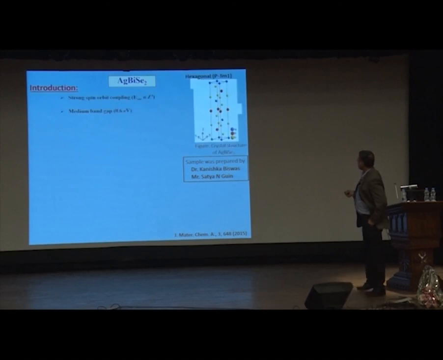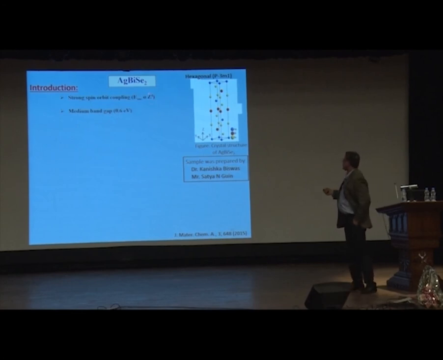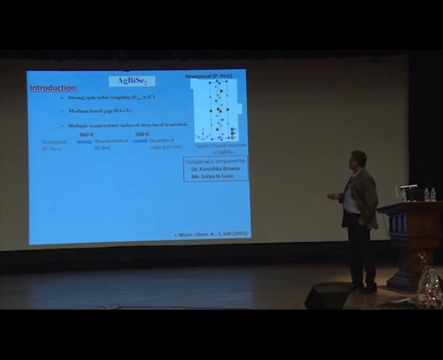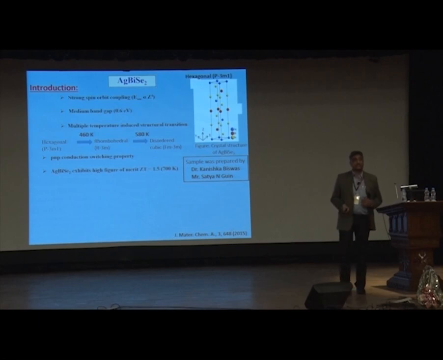It is a hexagonal structure, which has a band gap around 0.6 eV, and it has a very strong spin orbit coupling. He showed that with temperature, hexagonal goes to rhombohedral, and rhombohedral to a disordered phase around 560. The interesting part is that it has a ZT of 1.5, which is a very, very high figure of merit, around 700K. So that was the interesting part of this system.